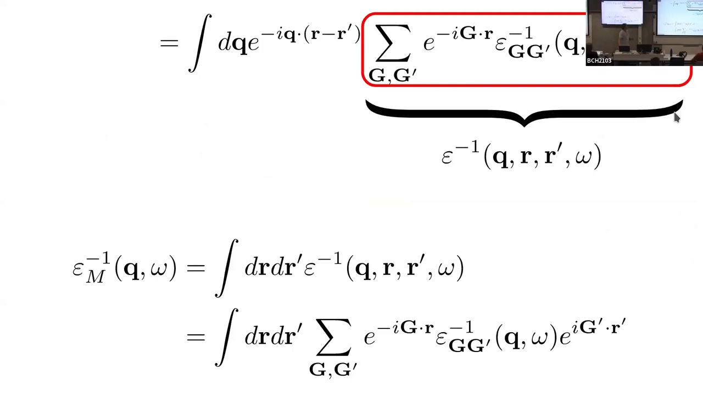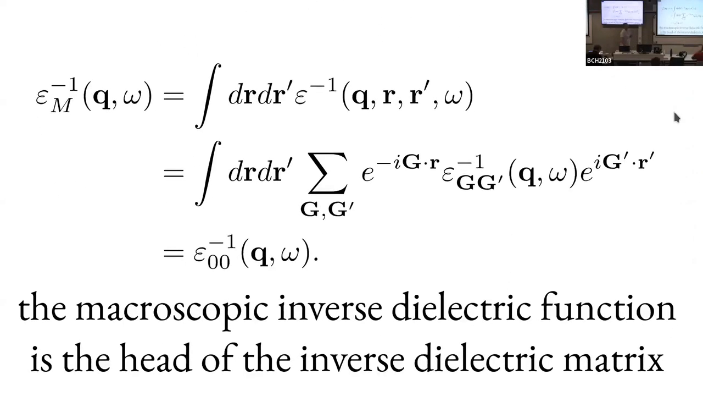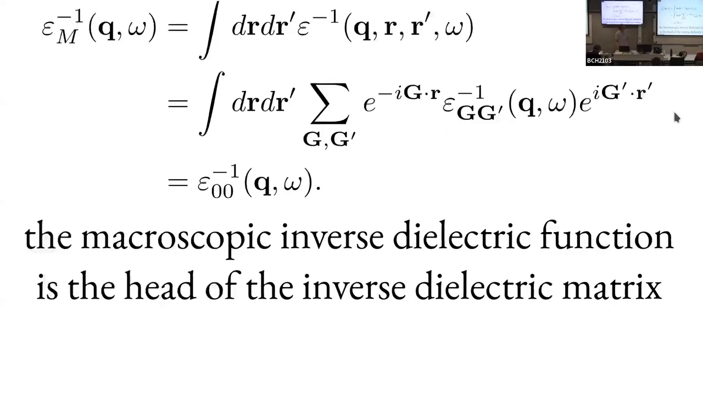And again, what will we get if we do this integral? Well, we will have a delta function coming out from this integral over R, and another that comes from the integral over R prime, right? And so, not strangely, not astonishingly, it will again be the zero, zero component of your quantity written in Fourier space. So, for example, typically this becomes a matrix in G, G prime, and so you take the head of the matrix, really the first element. And this is your macroscopic quantity. Okay.